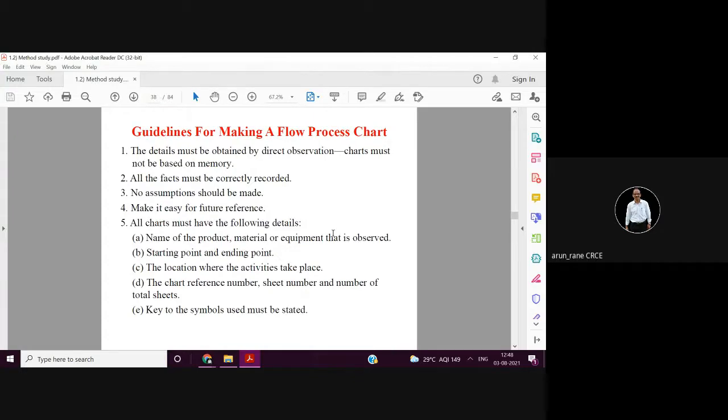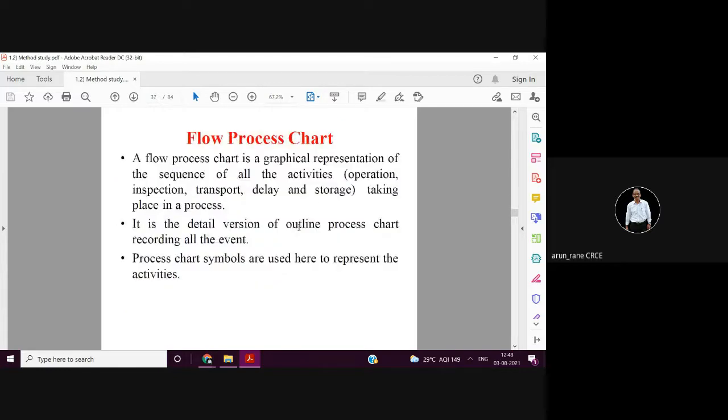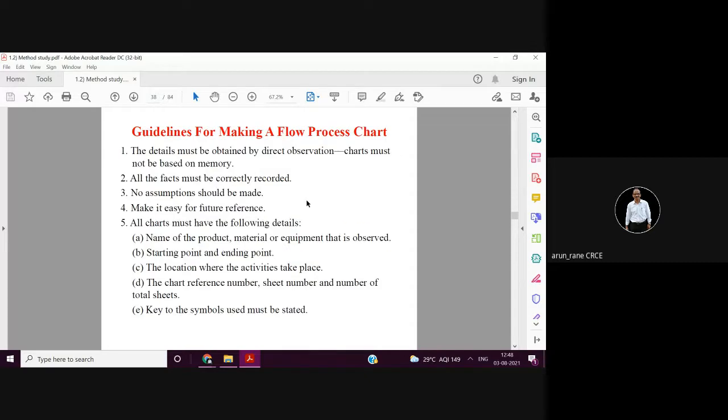Then flow process chart. So how is the flow? Now we believe in single port or one phase flow. It is a graphical representation of the sequence of all the activities. This year we are doing it in more detail: operations, inspection, transport, delay, storage. We are going into more detail for a particular operation.